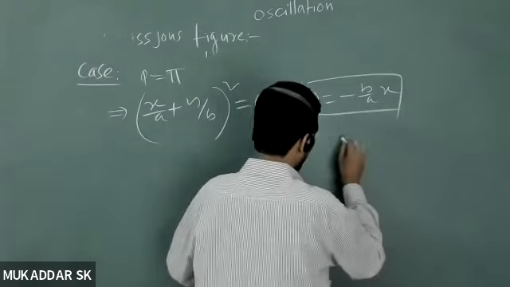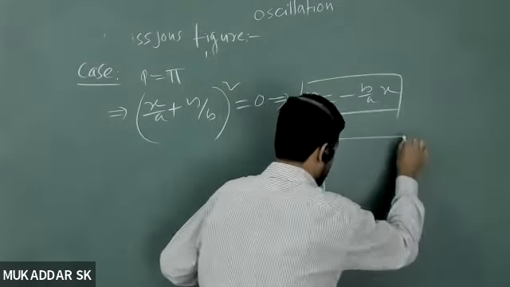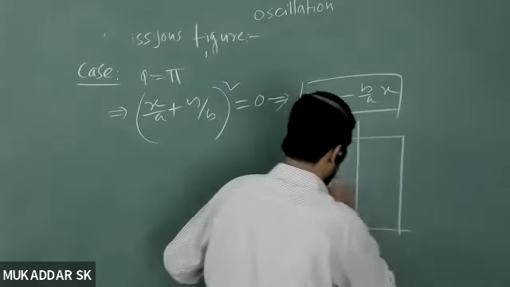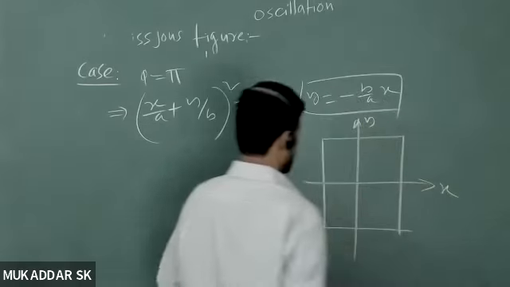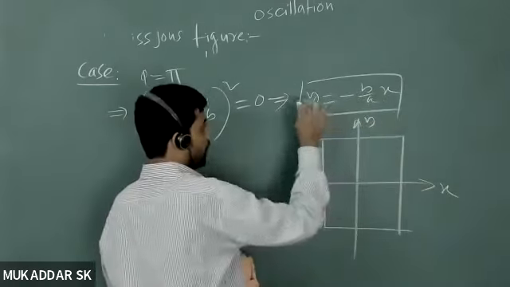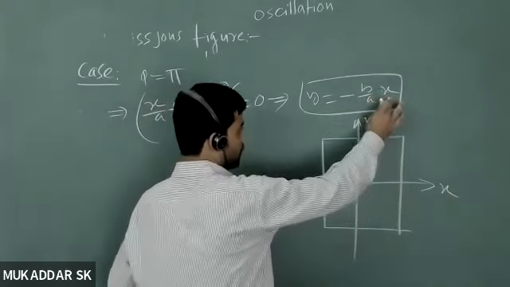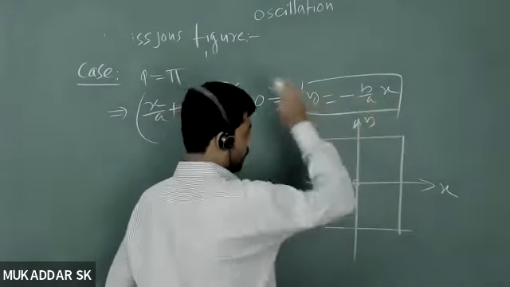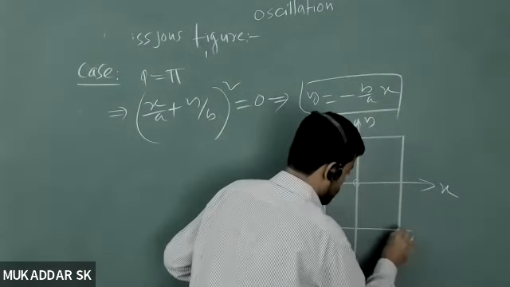Now if you look into the trajectory, how will it look like? This side you have x, this side you have y. So when x equals 0, y will be 0. So the point will be somewhere here. Now if x equals a, y will be how much? Minus b. The point will be somewhere here.